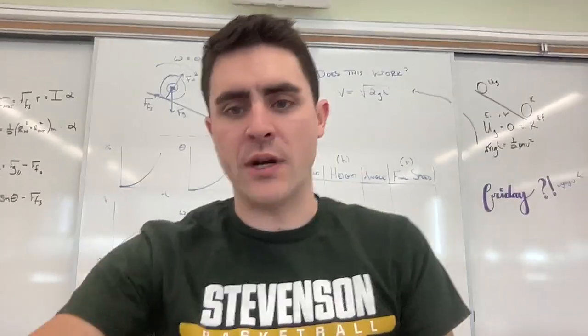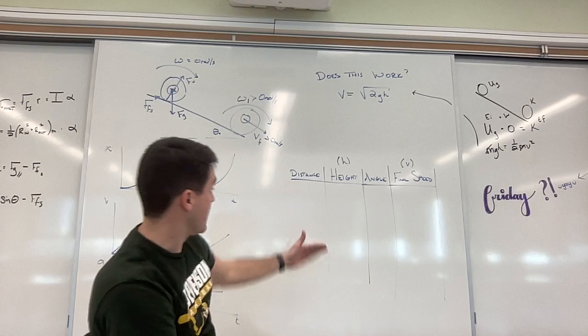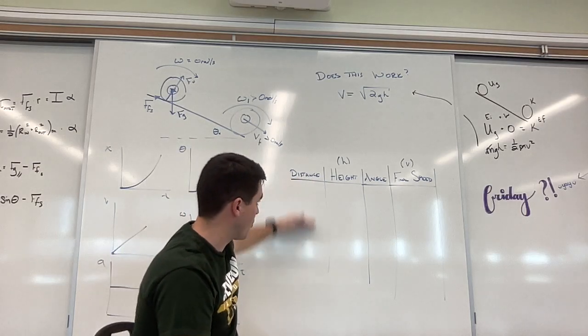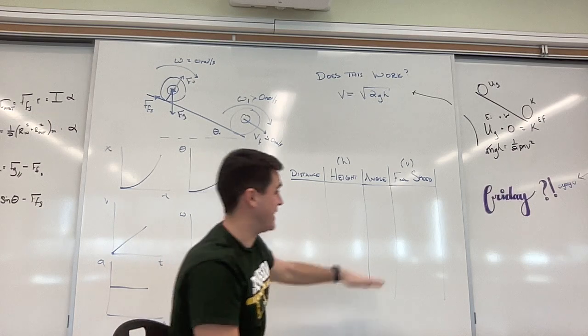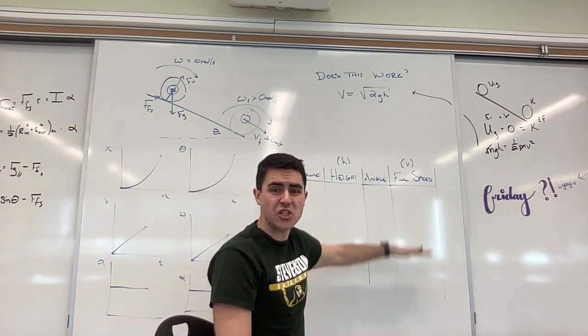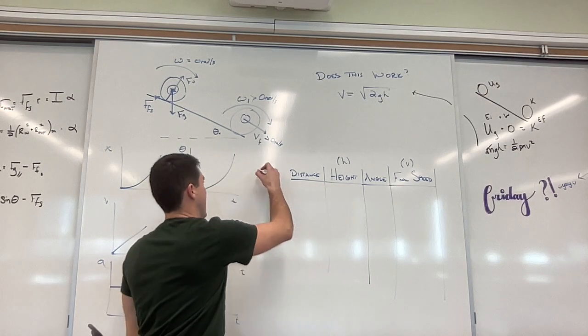How are we going to test that? We're going to take some data. Here's the data we're going to take. We're going to take the data we need. We're going to need to know the distance down the ramp this thing travels. Obviously, we're going to need to know the height. We're going to have to calculate final speed. Final speed will come from the distance traveled and, of course, time.